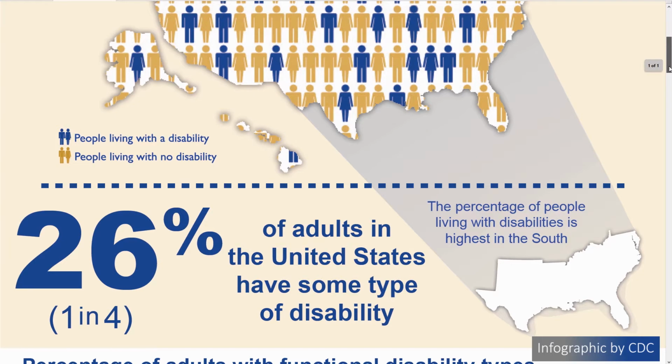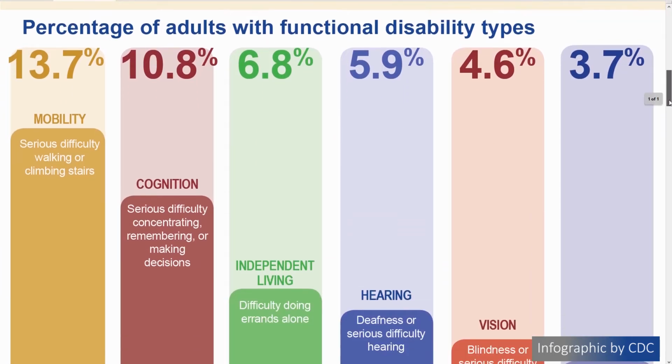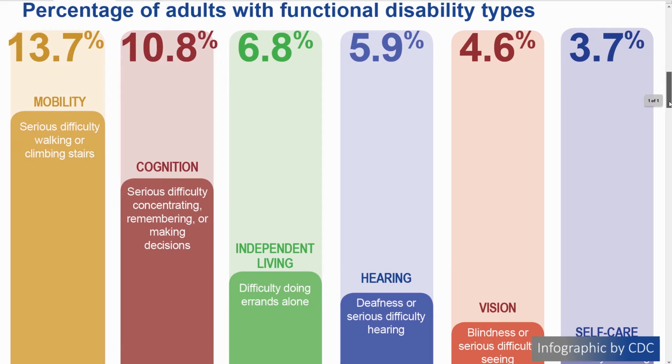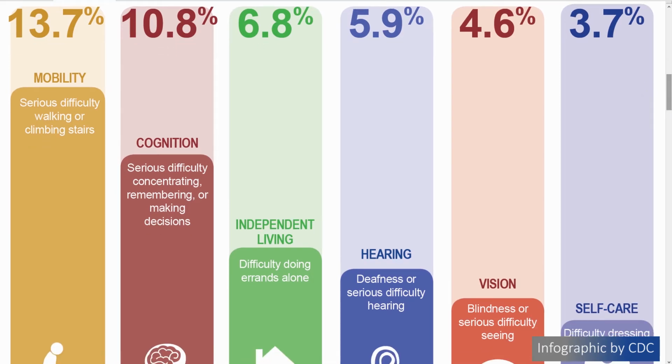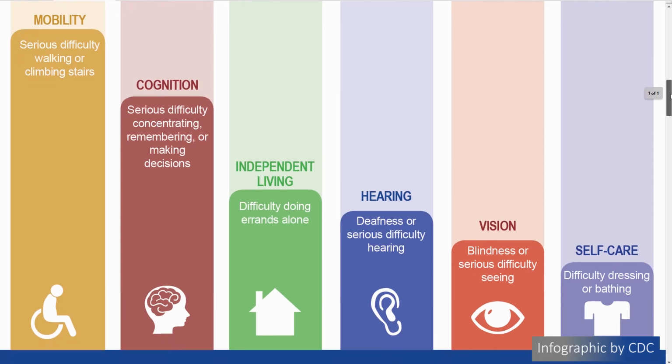Well, disabilities included in this number are mobility, or people that have serious difficulty walking or climbing stairs; cognition, which includes people that have serious difficulty concentrating, remembering, or making decisions; independent living, which includes difficulty doing errands alone; hearing, which includes deafness or serious difficulty hearing; vision, which is blindness or difficulty seeing; and self-care, which includes difficulty in day-to-day things like dressing or bathing. As you can see, there are several types of disabilities. Now, think about adults that may experience multiple types of disabilities.